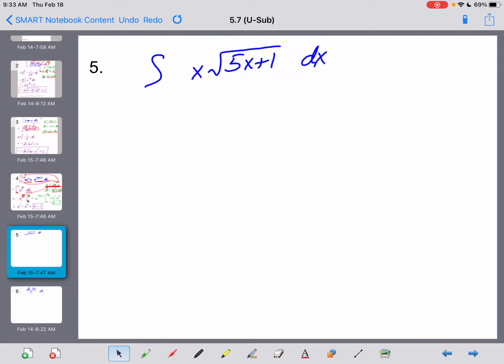I'd never seen a problem like this in a calc book before. Once I saw it, I said, oh, that's kind of cool, and I wanted to talk about it with you guys. So let's analyze it.